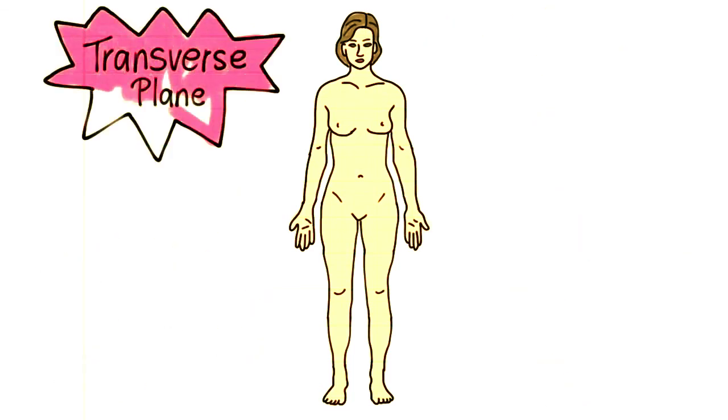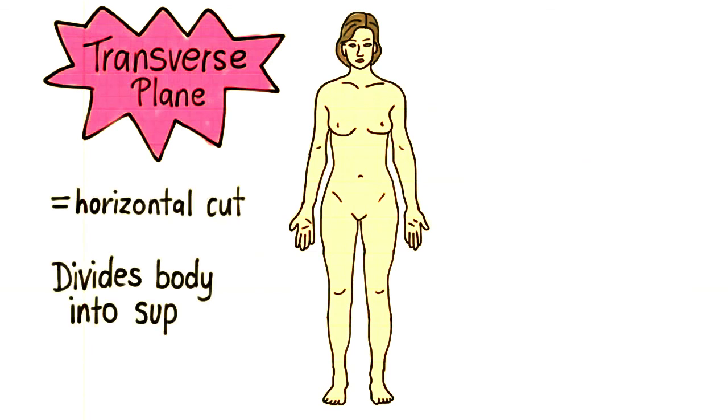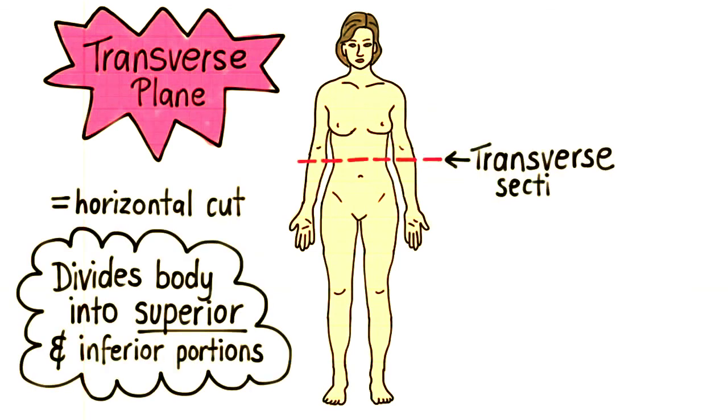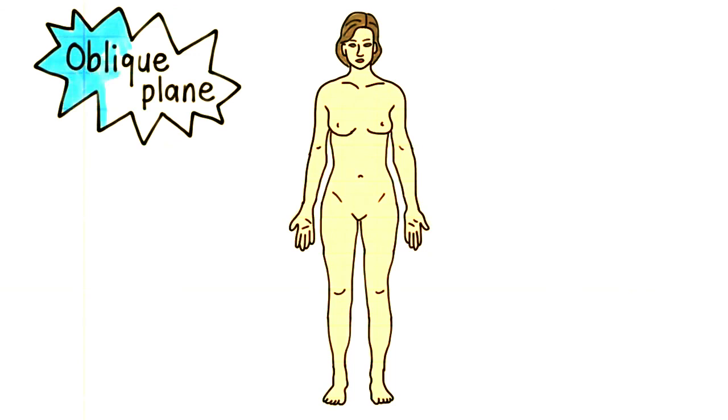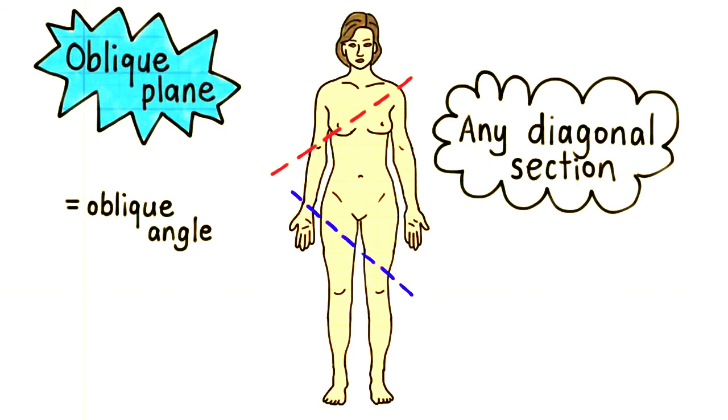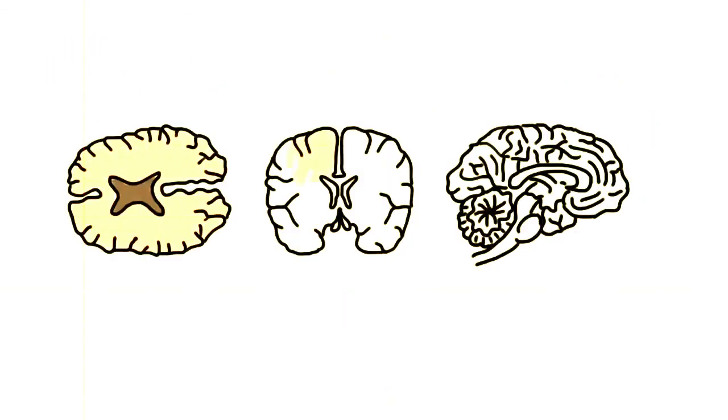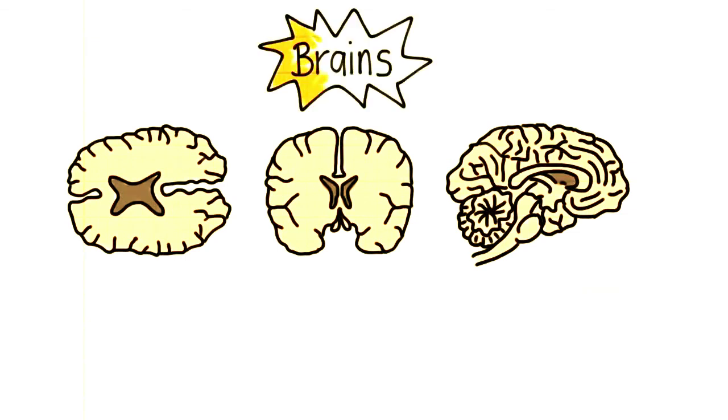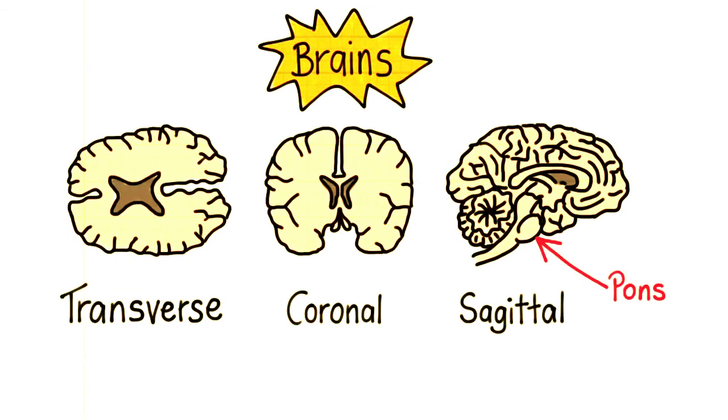Next we have the transverse plane. This is a horizontal cut that divides the body into superior and inferior portions. Finally, there is an oblique plane, which passes through the body at, you guessed it, an oblique angle. The importance of understanding planes becomes obvious when you look at these 3 images of the brain, cut in sagittal, coronal and transverse section. Note how different each brain section appears, and how some features, like for example the pons, are easy to see in one section but difficult to observe in others.